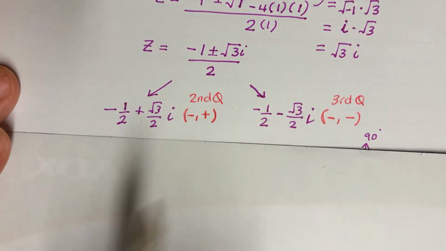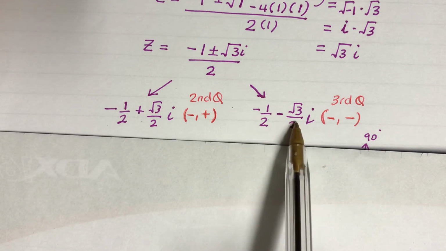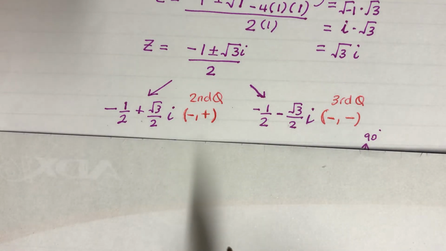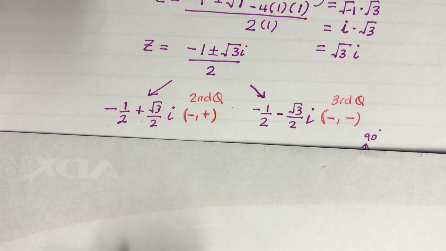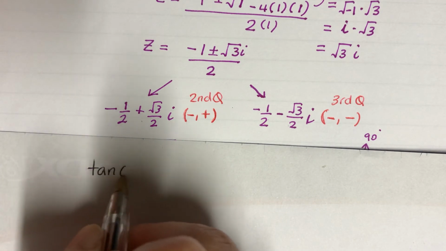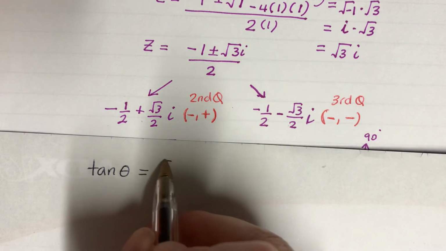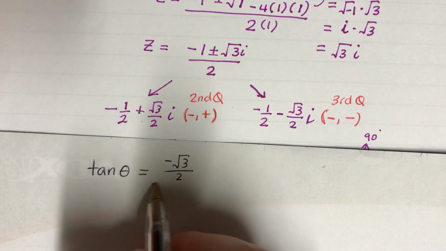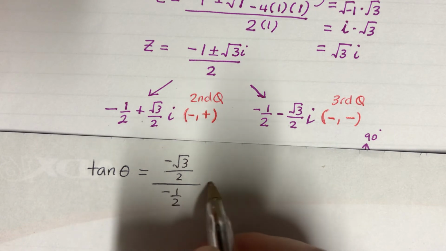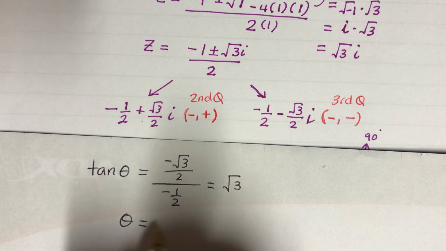And we know that the modulus of this will be the same as this, because if you square them, it'll be the same: 1/4 plus 3/4, which is 1. Okay, now the only thing a little bit different will be the argument. So again, b over a, so I'll go root 3 over 2 all over minus 1 over 2. I will just get root 3, which is just pi over 3.